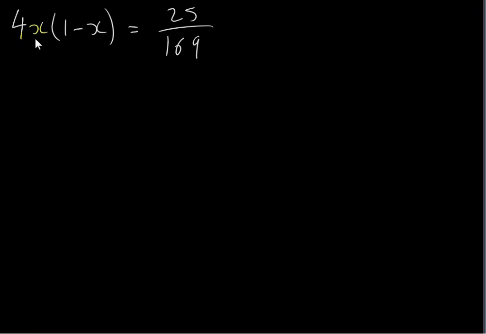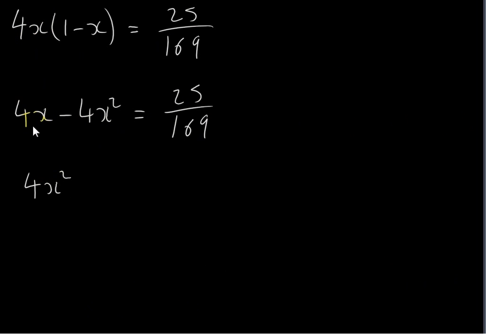So let's get this quadratic into standard form. We don't have 0 on the right hand side, so we can't just equate each factor to 0. So we have 4x minus 4x squared equals 25 over 169. I'll just change all the signs to make the x squared term positive for convenience: plus 4x squared minus 4x. I have to bring this over, change the sign, and then it becomes positive. Standard form means 0 on one side. Next we can multiply all of this by 169.